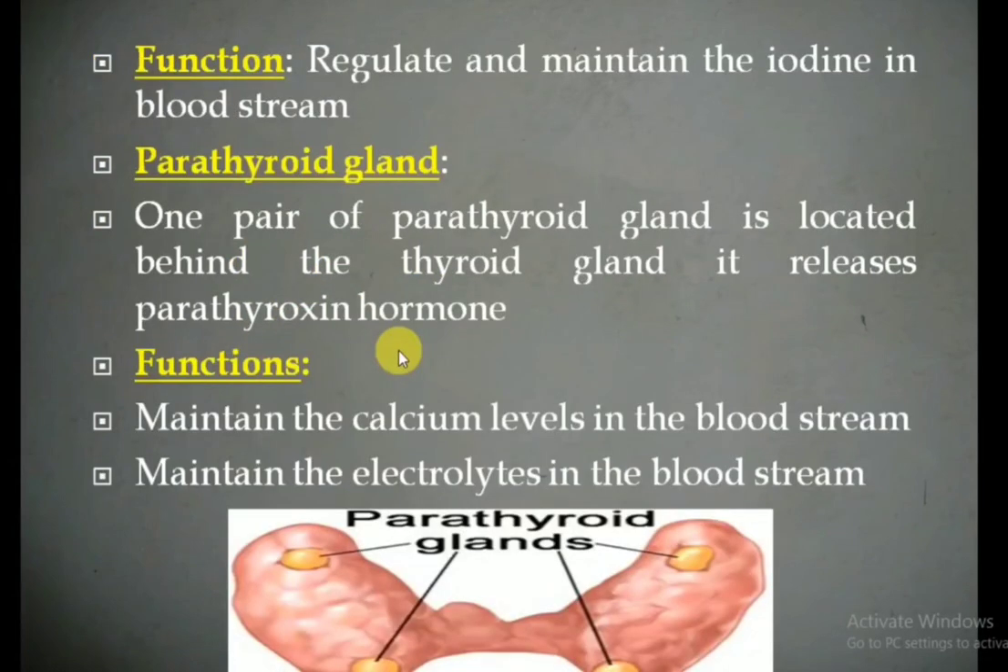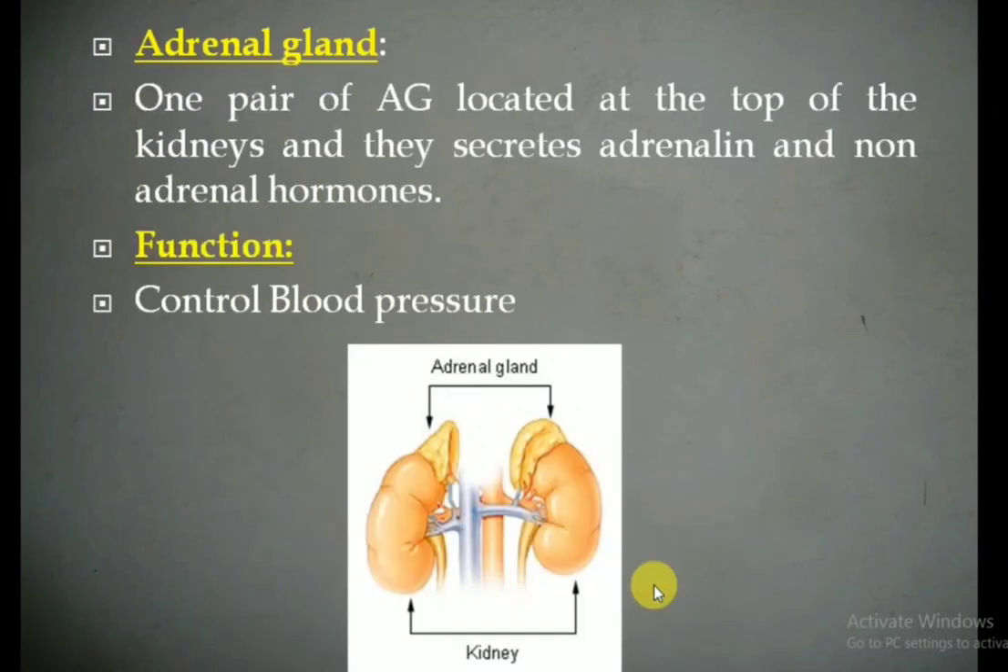So what is the function of the thyroid gland? It helps in maintaining the iodine levels in the blood. Next we will see the parathyroid gland. Parathyroid glands are of two pairs. Where are they located? Behind the thyroid gland. The main function of the parathyroid gland is that it maintains the calcium levels and electrolytes in the blood.